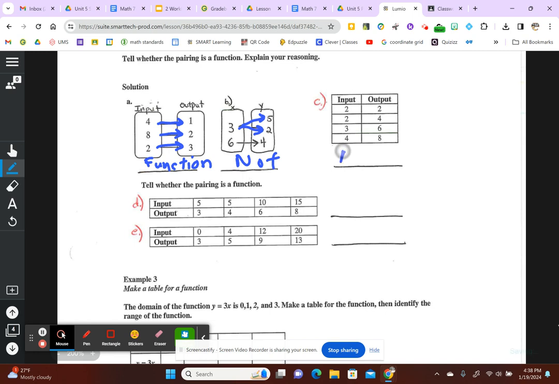And C is not a function because sometimes 2 gives you a 2, but sometimes 2 gives you a 4. Notice my 2's repeat. That's not a function. Same thing with D. This is not a function because sometimes I put in a 5 and get a 3. Sometimes I put in 5, get a 4. Your x's repeat. It's not a function. Here, none of your x's repeat, so it is a function.